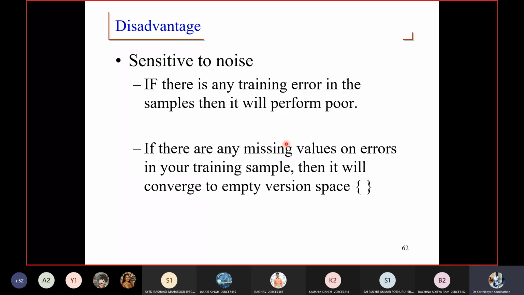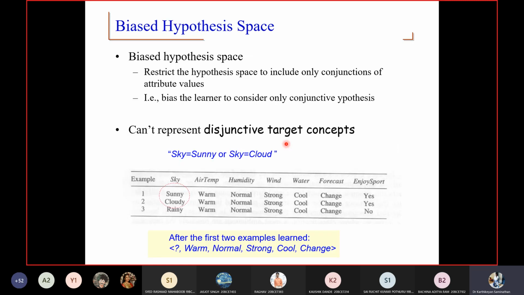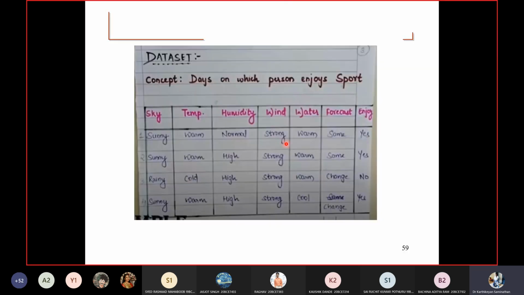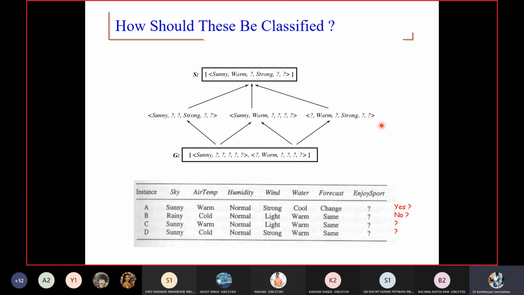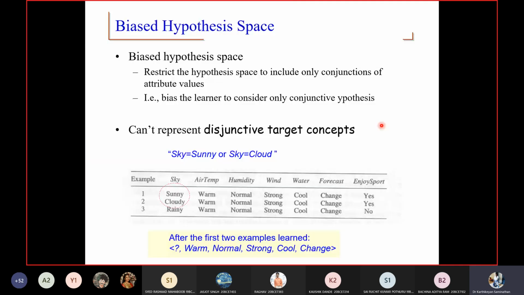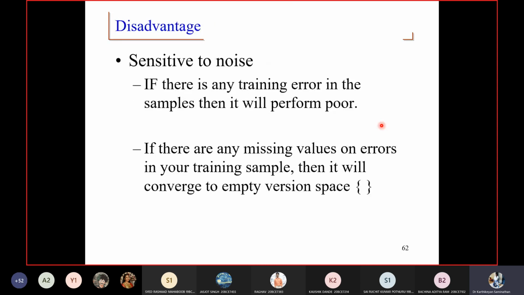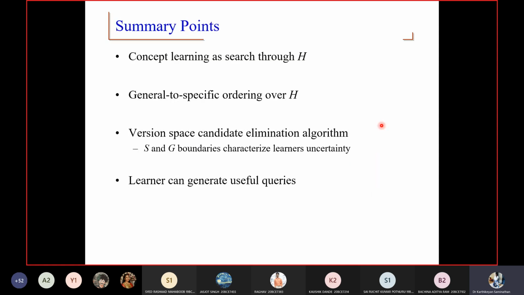Also, if there are any missing values or errors in your training sample, then it will converge to an empty version space. So when you run the program, you may not get anything. Missing values should also not be there. Those are the disadvantages of this algorithm. If there is any error or missing value, you will get an empty version space and may not predict the results.